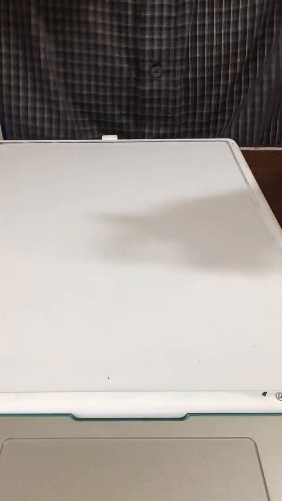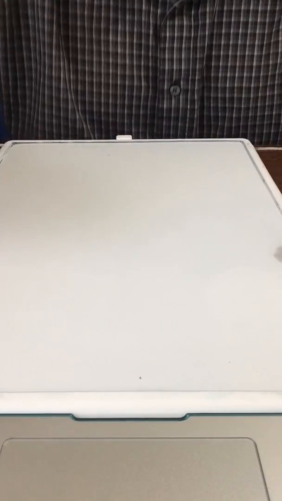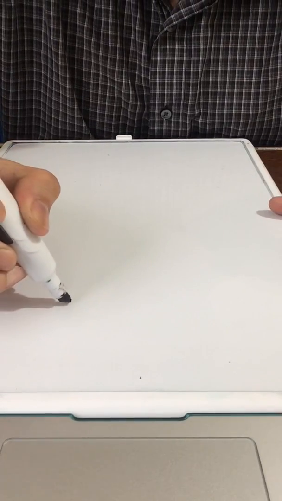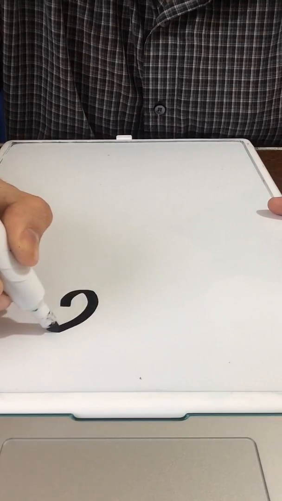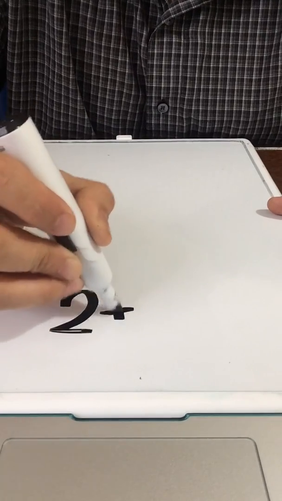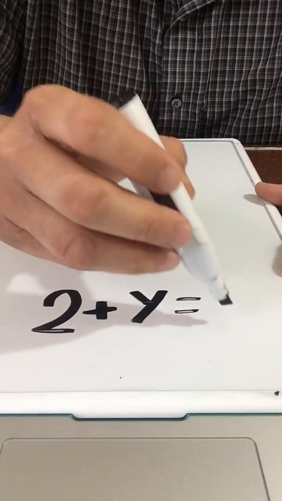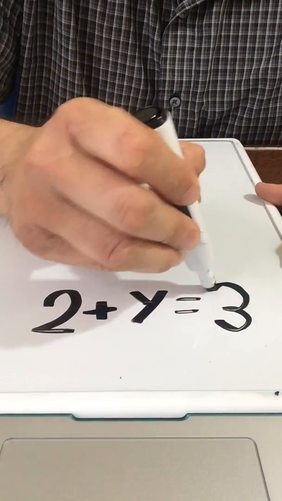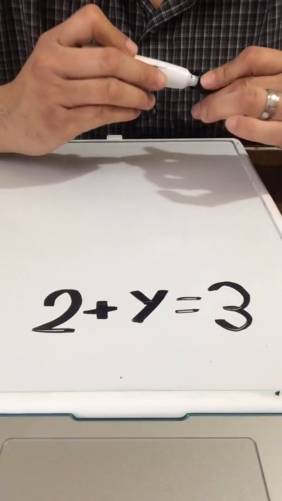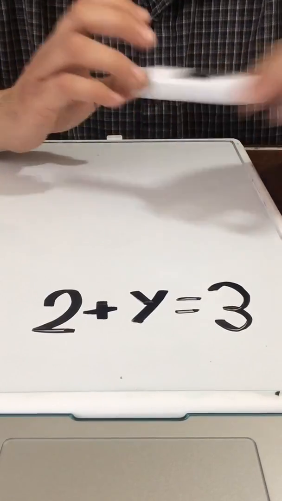And another algebraic problem that I want to go over is solving for y. So in solving for y, you might come across a problem that's written this way. 2 plus y equals 3. Now, it's still an algebra problem, but it's a little bit different from that substitution method problem.